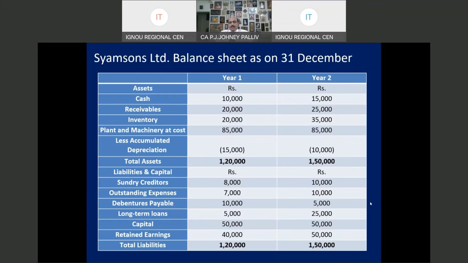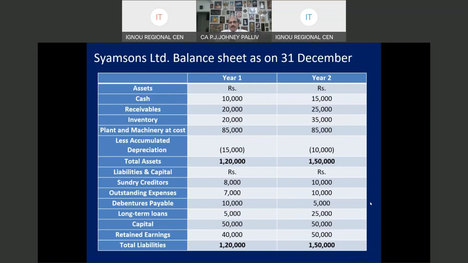So debenture payable 10,000 first year, debenture payable 5,000 second year. That means originally the debenture payable was 10,000. During the year, 5,000 paid, balance is 5,000.